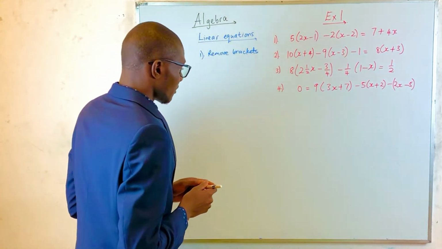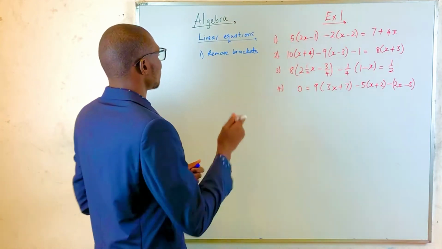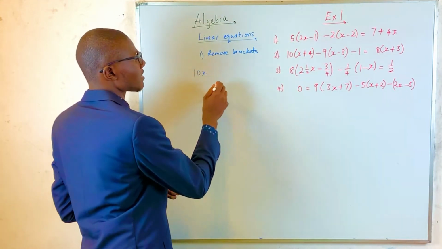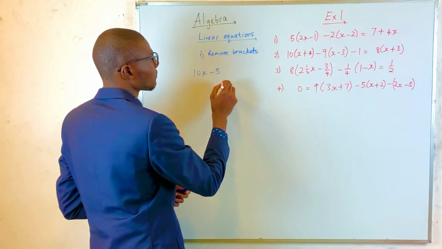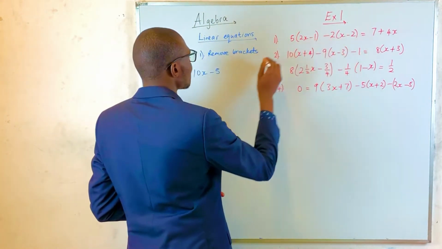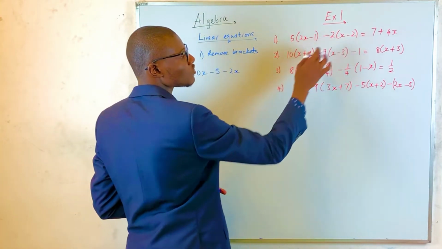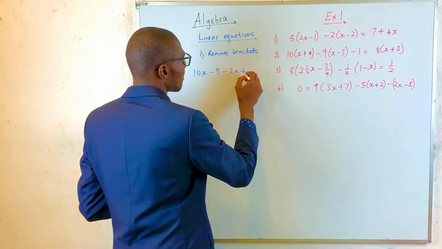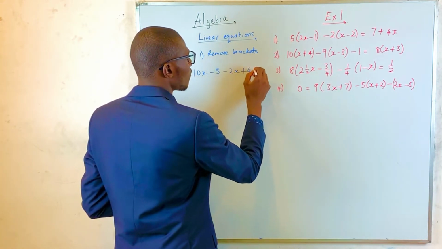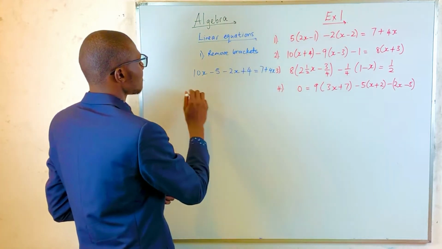If we remove brackets, then we're saying 5 multiplied by 2x, we get a 10x, then 5 multiplied by minus 1, we get a minus 5. Then minus 2 times x, we get minus 2x, then minus 2 times minus 2, a minus times a minus will give us a plus. So 2 times 2 there, 4, and this is equal to 7 plus 4x. So this was the first step.